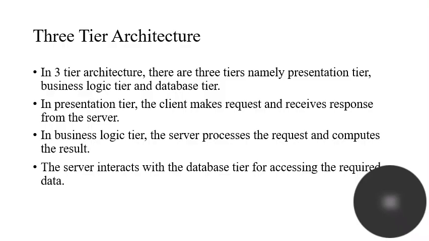Next architecture is three-tier architecture. In three-tier architecture, there are three tiers, namely presentation tier, business logic tier and database tier. In presentation tier, client makes the request and receives the response from the server. In business logic tier, the server processes the request and computes the result. Next, server interacts with the database tier for accessing the required data.